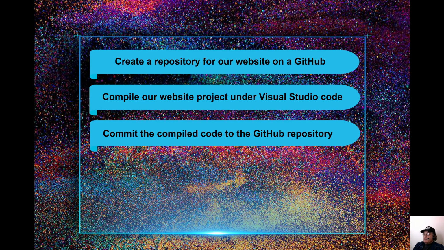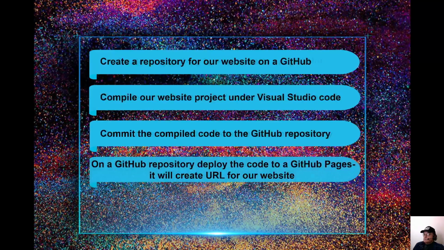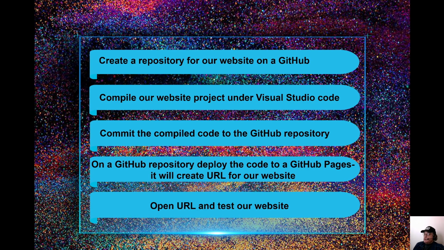Note: our homepage HTML file must be called index.html, and it must exist in the top-level directory. On the GitHub repository, deploy the code to GitHub Pages. It will create a URL for our website. Open the URL and test our website.